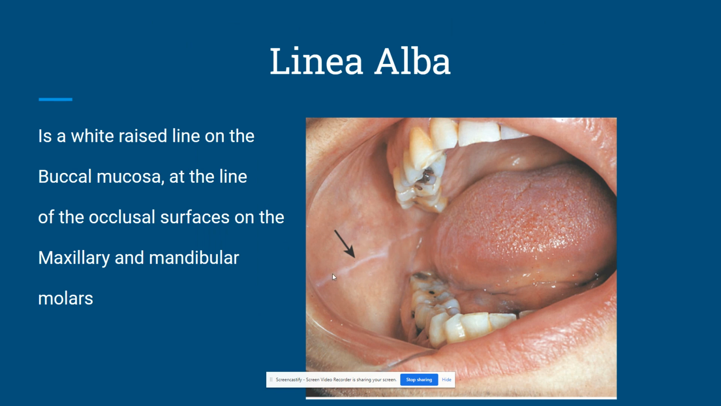And this here is called the linea alba. It's a line that's on the cheek, the buccal mucosa. Not everybody has this. It's right on the line of the maxillary and the mandibular occlusal surface. So when people bite their cheek, I'm thinking it's this little raised area. It's white, and it's called the linea alba.